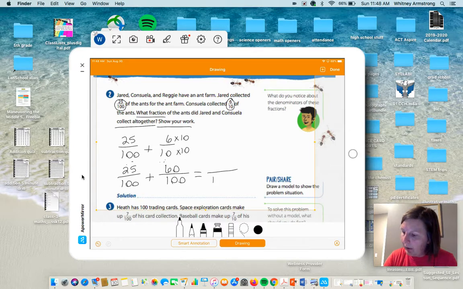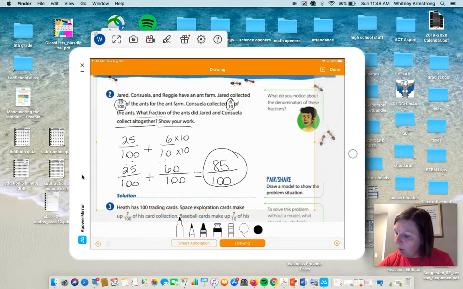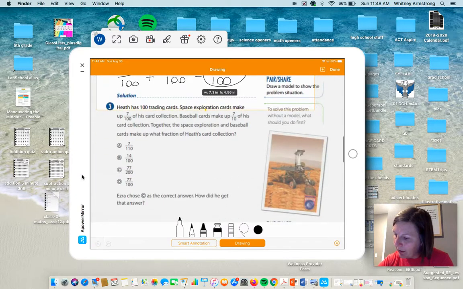Remember, your denominator stays the same. It doesn't change. You do not add those together. So now I just need to add my 25 and my 60, which would be 85. So on this one, my answer is 85 over 100, okay? So one last example problem here.